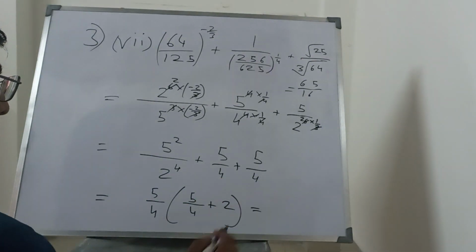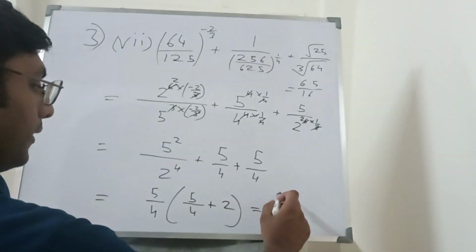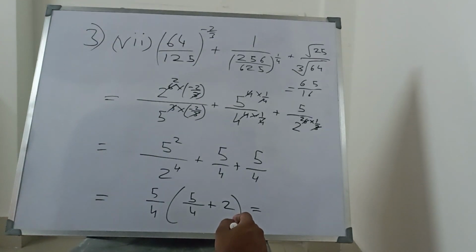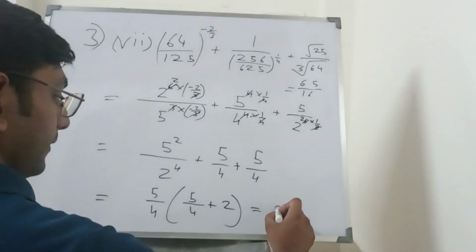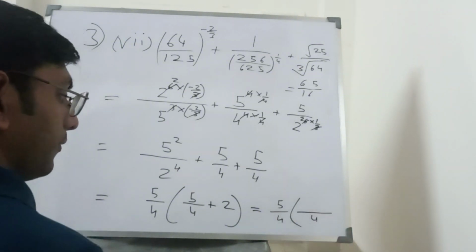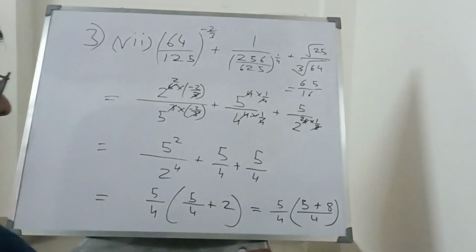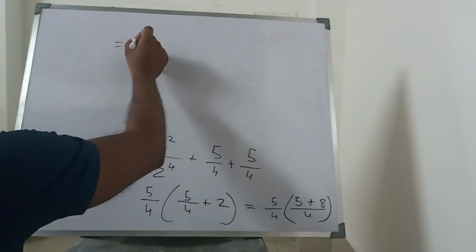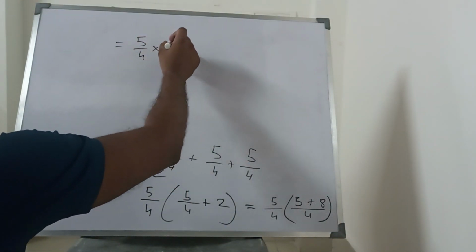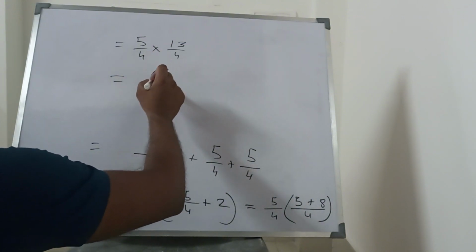So what is happening? If I take this and take the LCM, it will be 5 plus 4 to the 8. So 5 plus 8, 4 by 5 is outside. Over here we have 4. So 4, 5 plus over here 8. So we have 5 by 4 into 13 by 4. So that is nothing but 65 by 16.